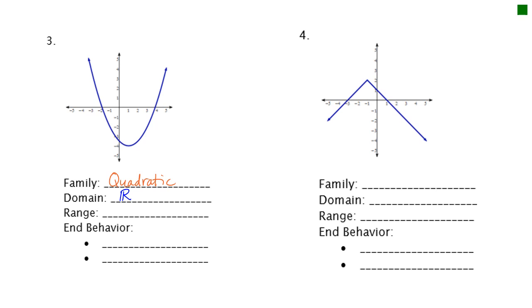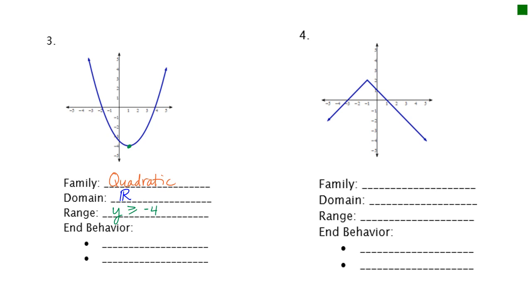Range is a little different now because if I follow my graph up, it's going to go on forever and ever. But if I follow my graph down, it has a stopping point. This point right here is the lowest y value that we will get to. So what we're going to have to do is write an inequality. I know that the lowest y value that my graph gets to is -4. We use y because we're talking about range. And all of my y values are -4 or greater. So I'm going to say that my range is y is greater than or equal to -4.